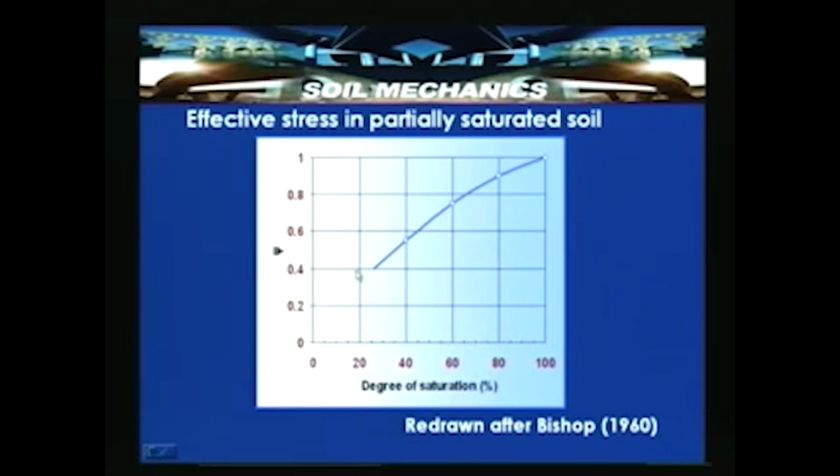This chart, or this graph, shows the variation of psi, a fraction or a constant, with the degree of saturation. You can see here for 100% saturation this value tends to 1, and for 30% saturation, the value works out to be around 0.4 or so. So, for intermediate partially saturated conditions, this value can be obtained to compute the total stress, which is equal to effective stress plus pore air pressure plus pore water pressure.